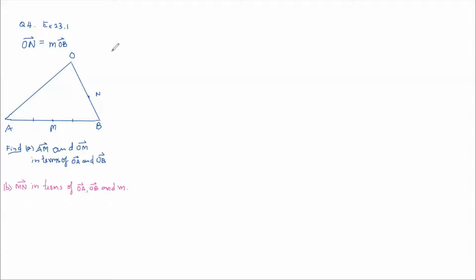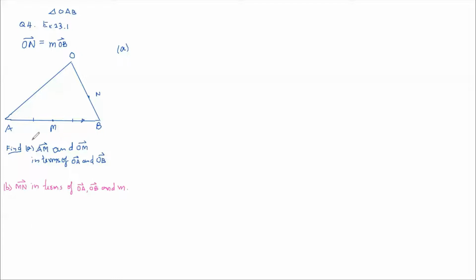Now we do question A first, to find AM and OM. Because we have a triangle OAB, the directions go O to A, A to B, and B to O.